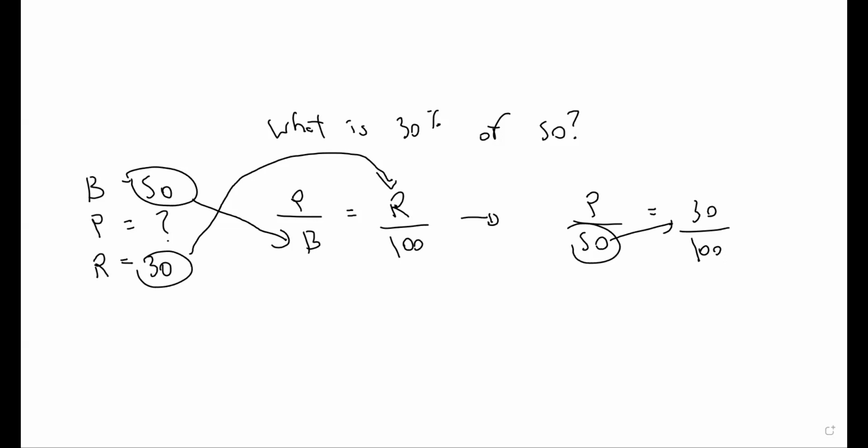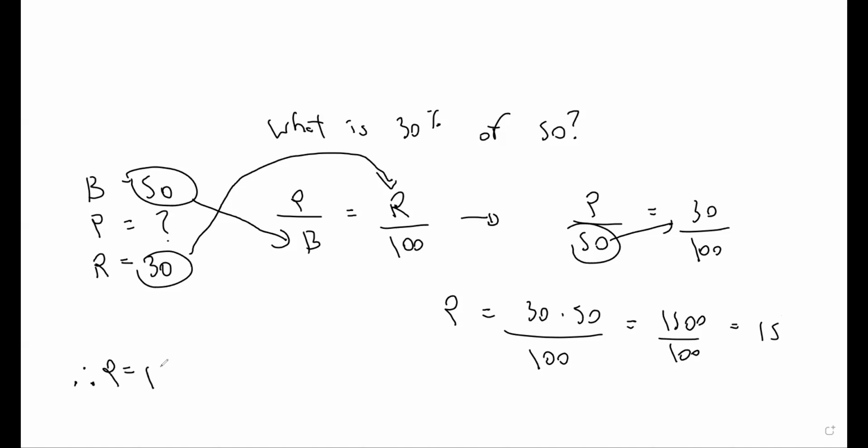And someone said 15. 15 sounds reasonable. Yes, it'll end up being 15. So the way we get that is take the 50, move it over to the other side. Then you get 30 times 50 divided by 100. So the 50 just goes up and joins the 30 on the top, which is 1500 over 100, which is equal to 15. So in this case, you would conclude, therefore, P is equal to 15, or the smaller number equals 15. And yeah, so that's basically what you do for these.